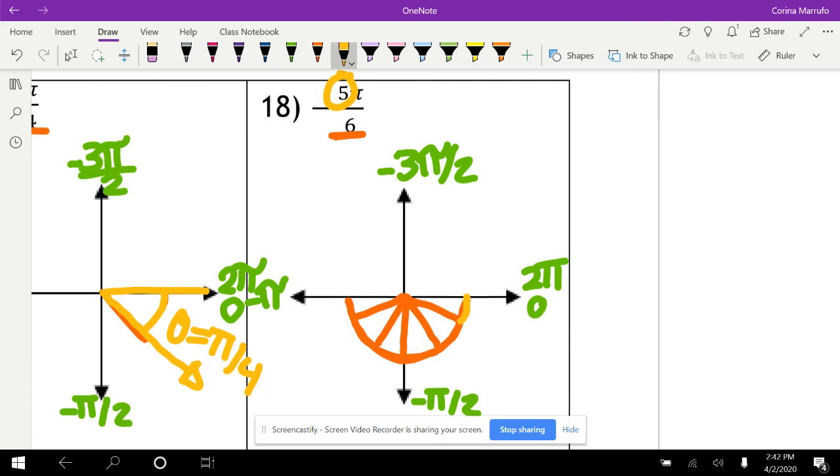So I'm going to count. This is 1 piece. This is 2 pieces, 3 pieces, 4 pieces, and then 5 pieces. So then this is where we are going to draw our line. Now, if you don't like all the messiness, we can erase all these little pieces of the pie. This is our angle, and our angle is negative 5 pi over 6.